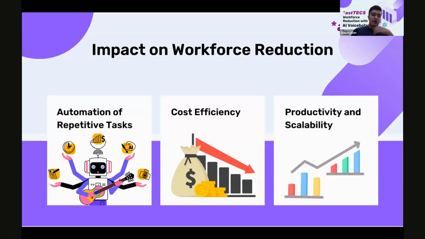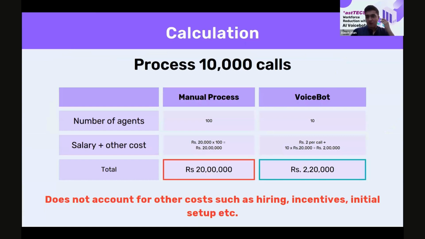So for the cost efficiency point, this is what I wanted to show you. This is a rough base calculation. Say you wanted to process 10,000 calls today. To process 10,000 calls in a manual process, you would have 100 agents. In a voice bot scenario, 10 agents. Now, why I've put 10 agents in the voice bot scenario is that I'm assuming it is not a 100% voice bot solution. Maybe when an escalation comes, a call has to be passed here, or for some fallback or safety net process, I put 10 agents over there.